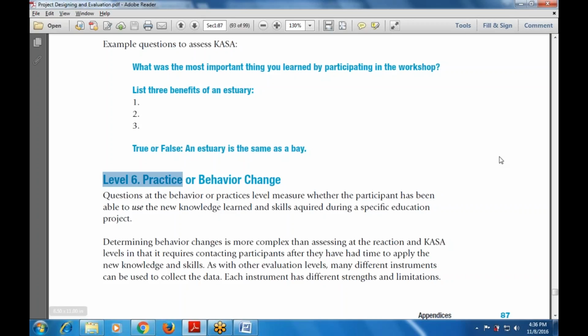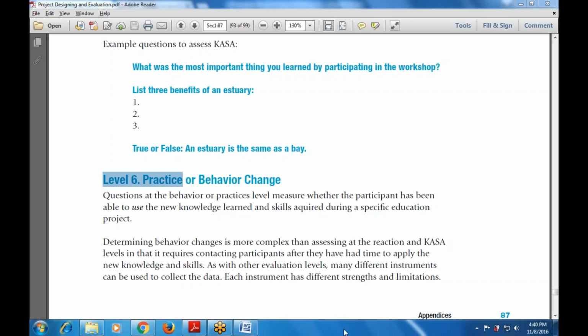So level number 6 is the practice or behavior change. Whatever the practice, whatever the data that is gathered, that data gathering requirement is level number 6, the practice or behavior change. That data will be available with the practices, with the data records.